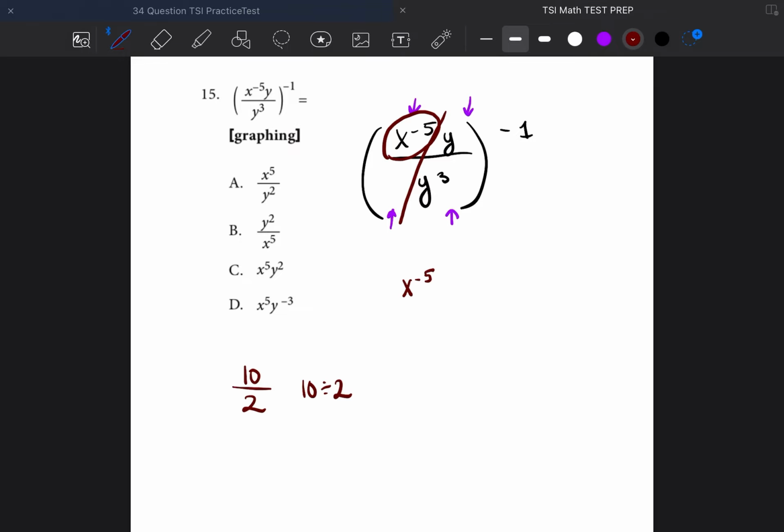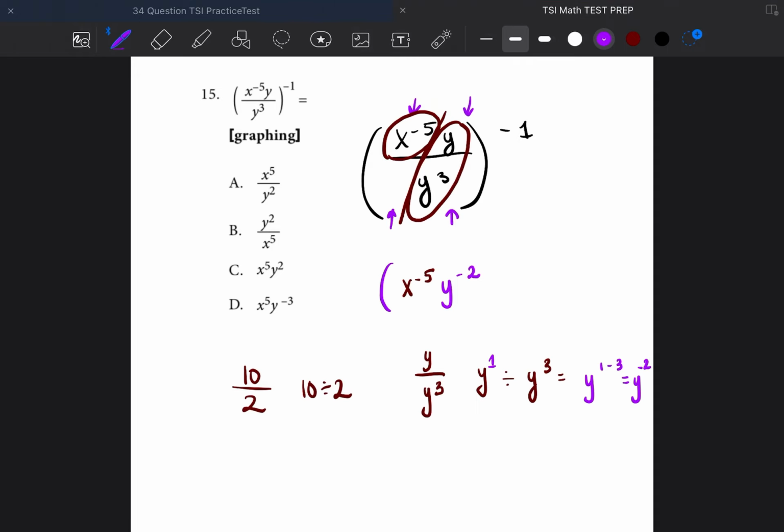But over here, you have y divided by y to the third. So let's go ahead and write it over here. Y over y to the third is the same as saying y divided by y to the third. Now, anytime you're dividing and there's an exponent, you subtract the exponents. There's an invisible 1 right here, so it would be y to the 1 minus 3. 1 minus 3 is negative 2, so it would be y to the negative 2 power.